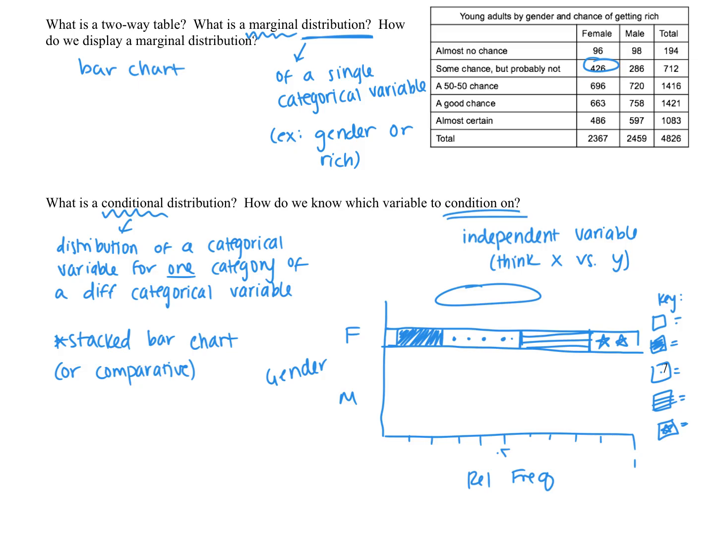We would then do the same thing for male. I'm not going to do that, but you would go about the same process. 98 divided by the total, 286 divided by the total, so on and so forth. Again, this is one way to do it. The other way would have been a comparative bar chart. That would be almost no chance, male, female. Some chance, male, female. So on and so forth.